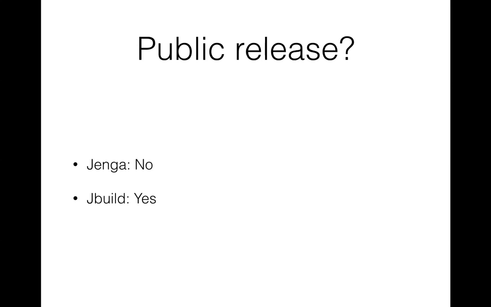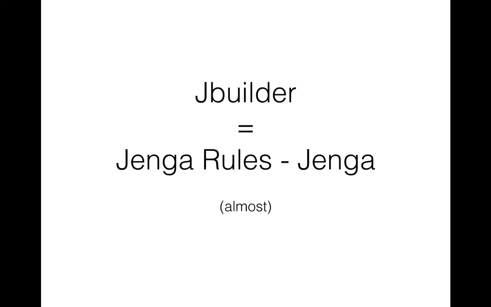So before we wrote Jbuilder... essentially, what is Jbuilder? It is our Jenga rules, but without Jenga. That was the initial version of Jbuilder. In fact, it wasn't even meant to become a build system that you use on its own. Initially it didn't even have incremental compilation because we didn't invent incremental compilation. But then people started using it, and it became quite obvious that you needed these things.